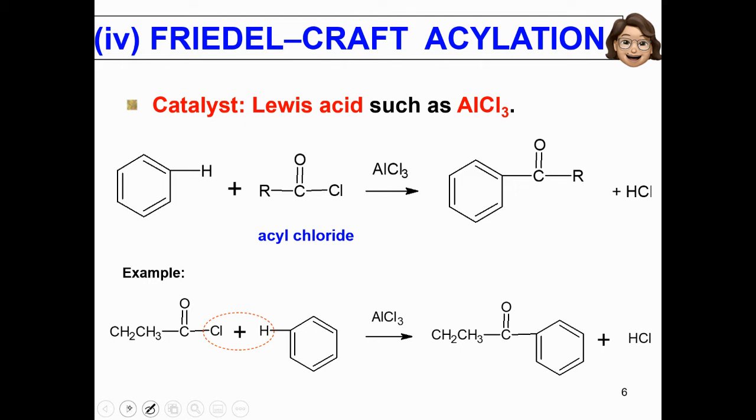Now we go for the next one, Friedel-Crafts acylation. For Friedel-Crafts acylation, you must use COCl. There must be a double bond here. It's the same thing. Usually I put the acyl chloride on the left-hand side because I want to eliminate the HCl, and then I attach the C double bond O to the benzene ring.